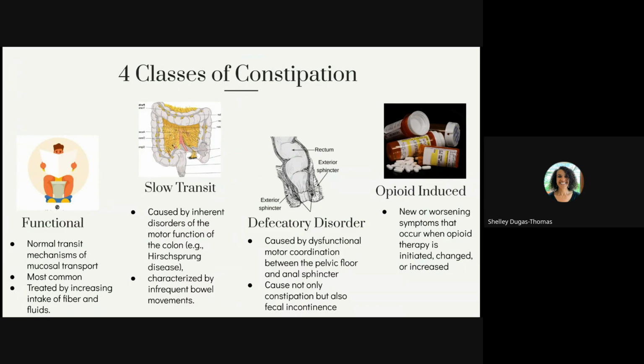There are four classes of constipation based upon their underlying pathophysiology mechanisms. Each class has different underlying mechanisms, from simple dietary fluid issues, which is functional, to complex neuromuscular coordination problems, which is defecatory disorders, to medication side effects, which are opioid induced.